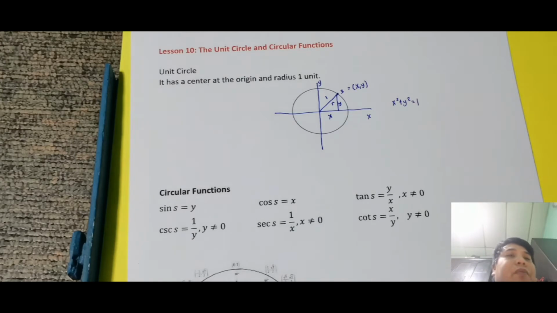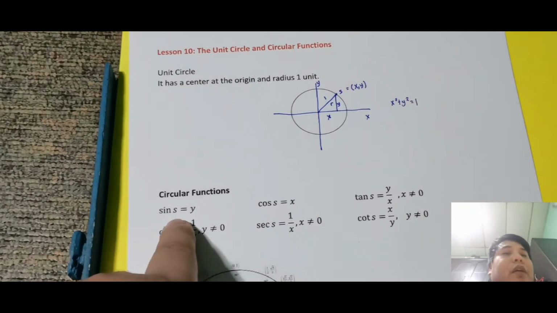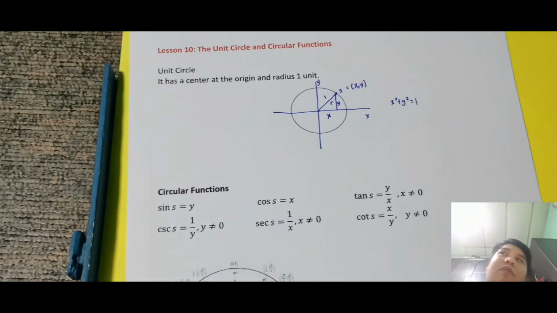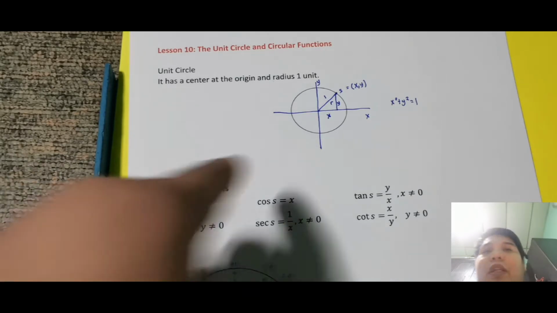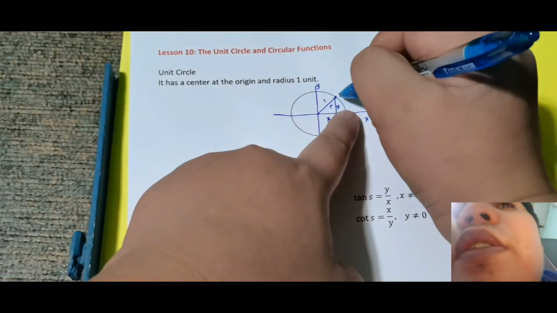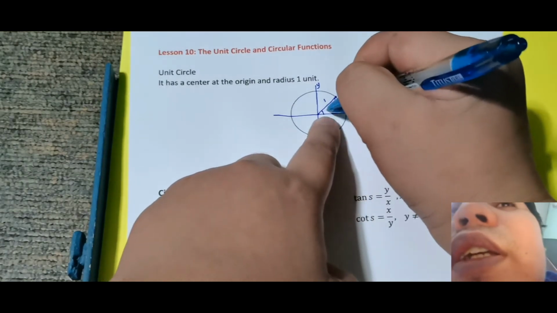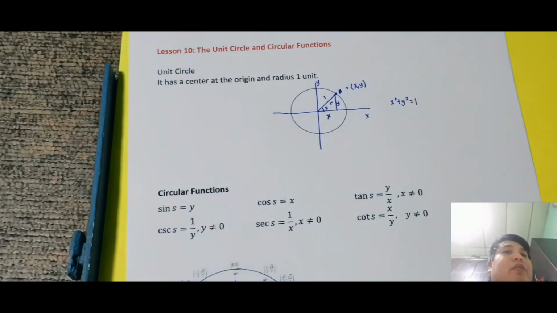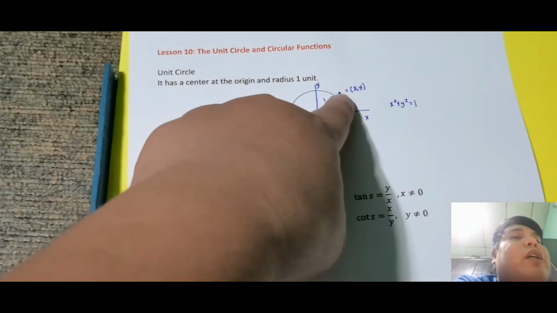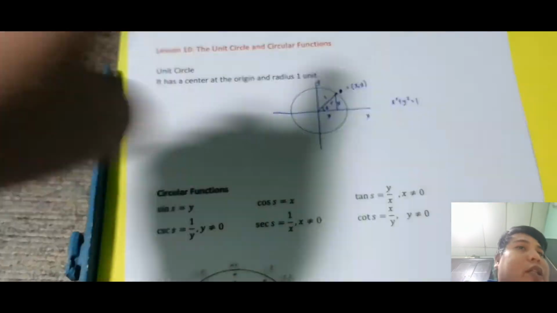Ngayon, ang sabi nga dito, yung sin S. Teka lang, sorry, hindi yung S yung point around the circle. Yung S yung angle sa loob ng unit circle. Merong point na nakaano doon, that is (X, Y). So that is sin S is equal to Y. Yung point na yun is naka-represent sa (X, Y).